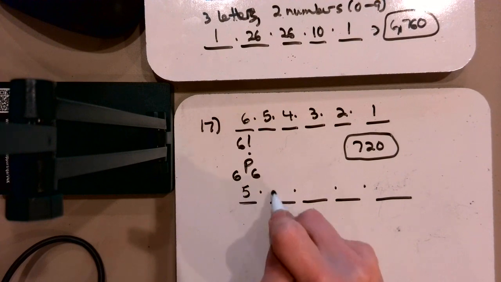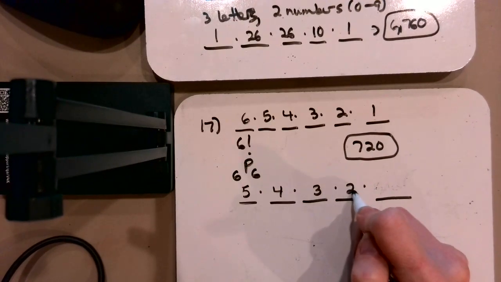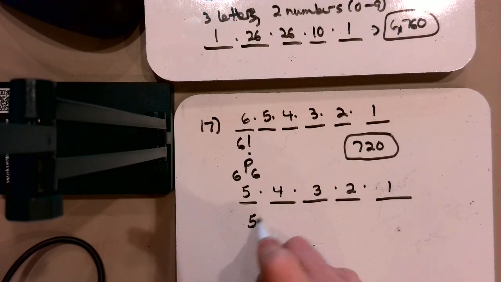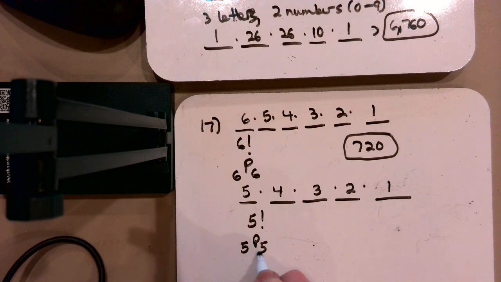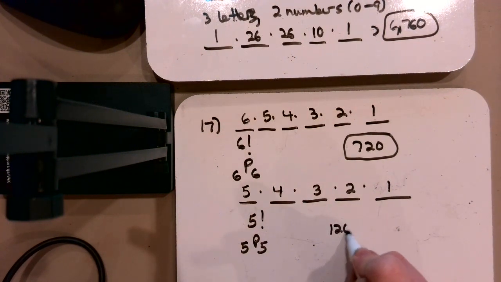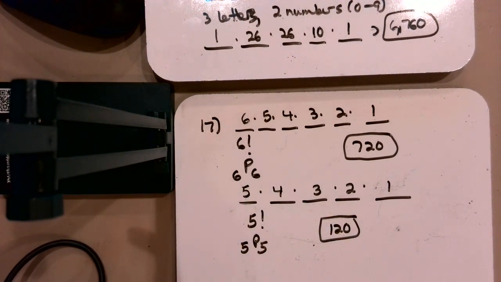So 5 could be first, 4 could be second, 3 could be third, then 2, then 1. One way to do that. That's 5 factorial. But because in the line order matters, we could call this 5P5, a permutation. Any way you do it, it's 120 different ways.